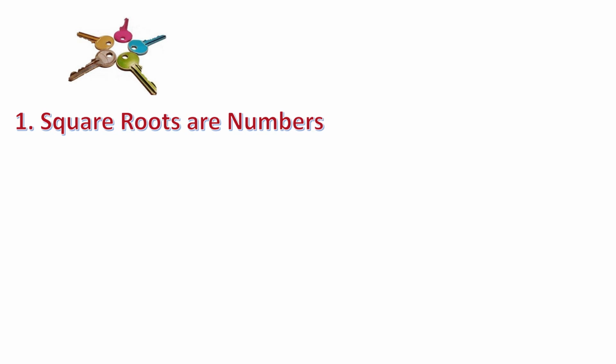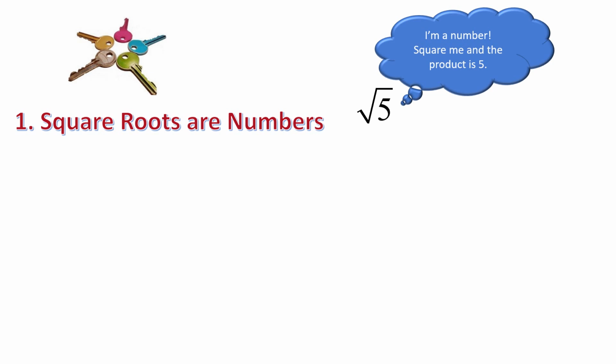So here are our 5 key concepts. The first key concept is that square roots are just numbers. It's valid to think of a square root as an operation, and there certainly are times where that's more than valid. It's absolutely 100% appropriate. But students need to see square roots as a number. The square root of 5 is just a number. And all square roots have a property: if you square that number, the product is the radicand.